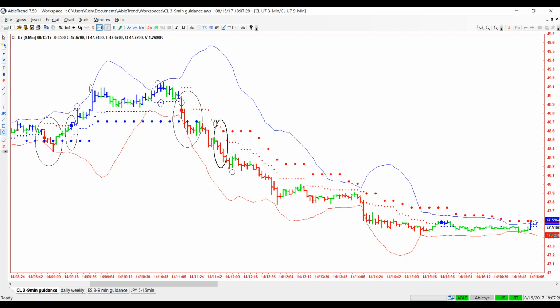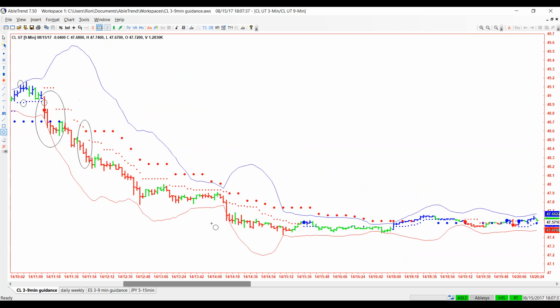Here's where we really feel it's a very low risk area to get in. Triple confirmation: red bar, red 3-minute, red 9-minute. Everything is aligned to go lower, and that's exactly what it did. It just kept on going lower all day.